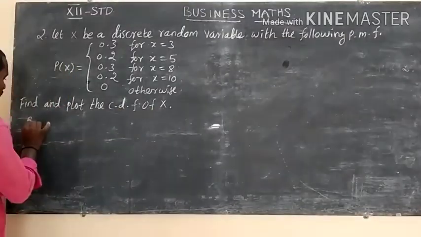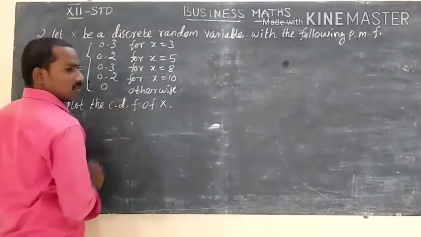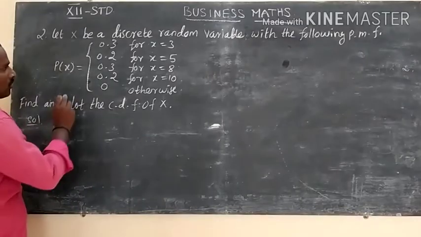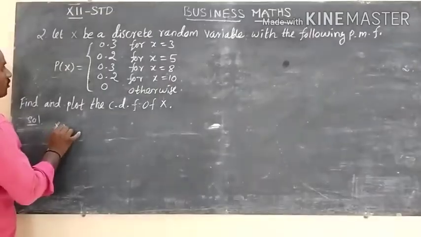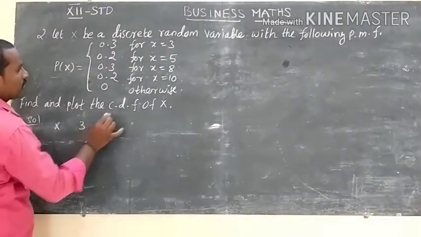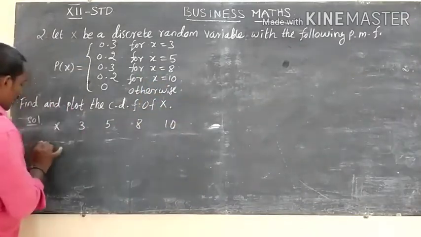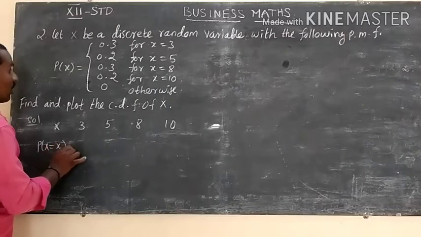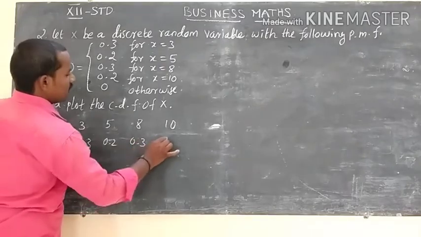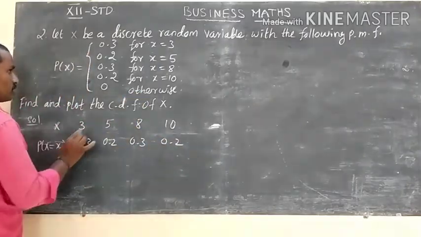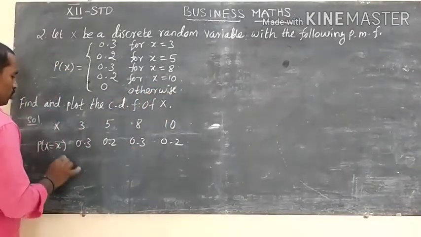Okay, the solution. In the same manner, I want to find the cumulative distribution function. First, I can write the probability mass function p of x. So the x values are 3, 5, 8, and 10. The corresponding probabilities are 0.3, 0.2, 0.3, 0.2, and otherwise 0. That means below 3 values are 0 and above 10 values are 0.